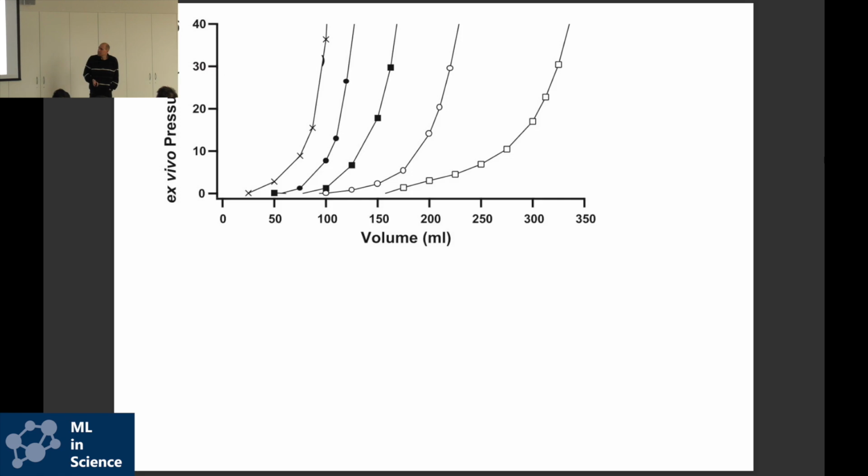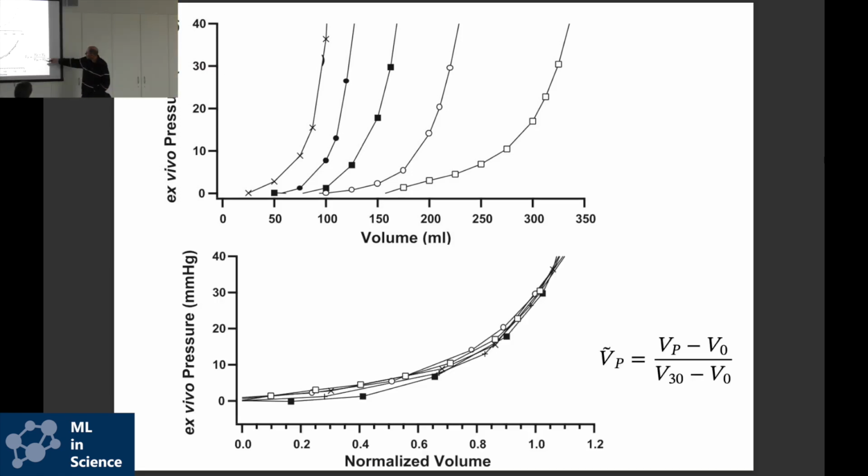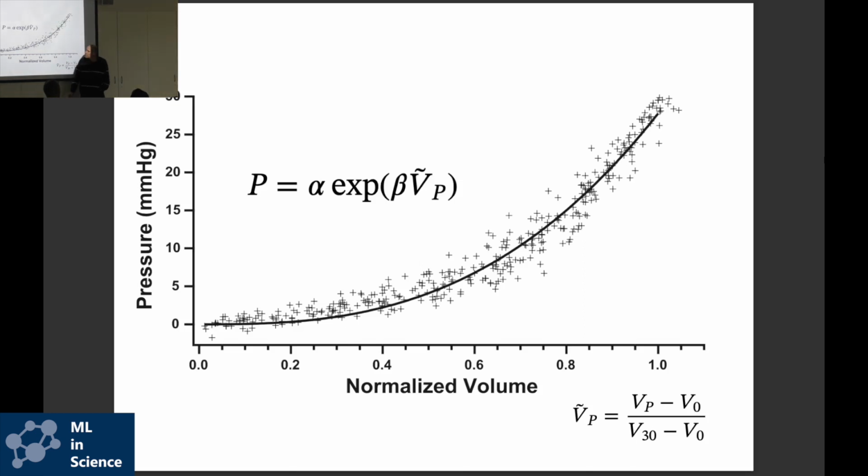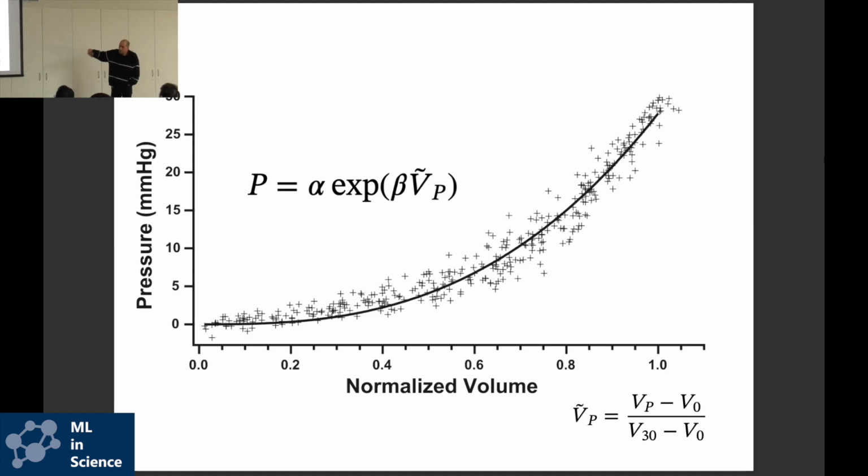It's not surprising that the graphs are different, but then they came across the following fact: if they normalize the volume, they take the volume at a given pressure, divide by the volume at 30 millimeter mercury, and that is the volume at the unloaded state when you have no blood pressure, then they find that these graphs are all the same. And so that was the population of measurements they had, and then they found this empirical law, an exponential graph. And so that's an empirical finding. Can we use that empirical finding in order to improve our inference, improve our emulator?